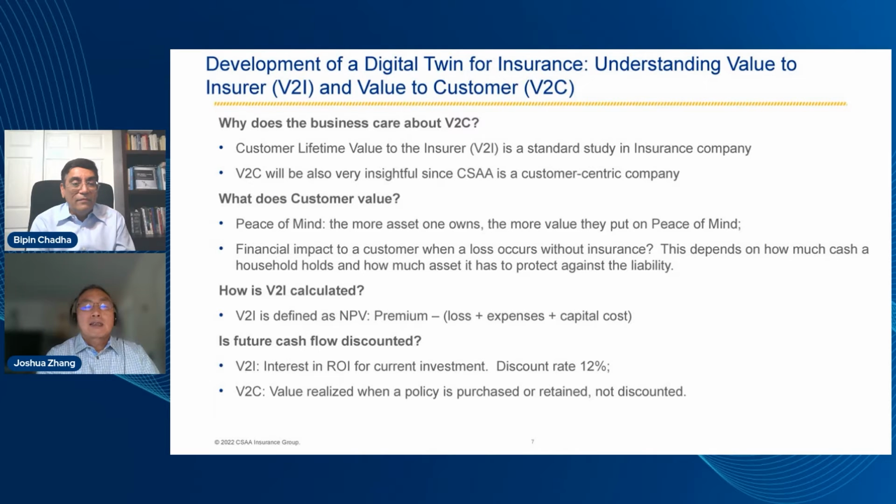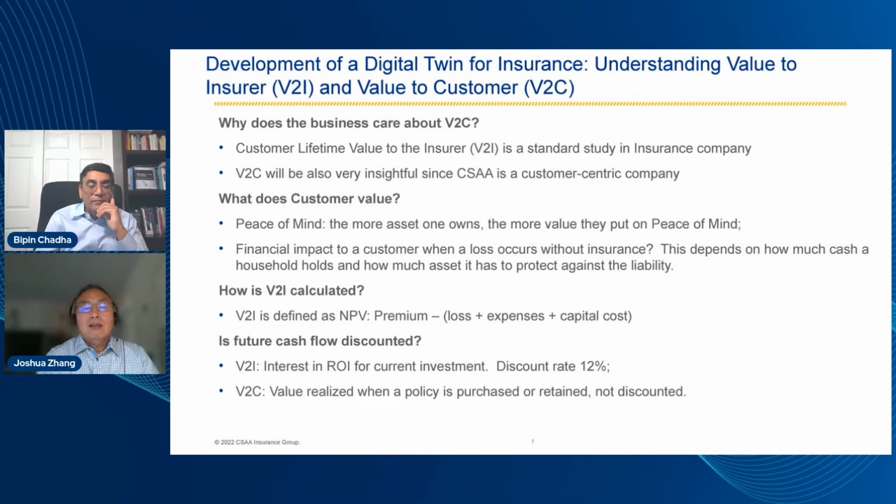First, the peace of mind. By holding an insurance policy, the uncertainty is transferred to the insurer. So you don't need to worry about what if something happens. Second, when a loss has actually occurred, the benefit is the payout from the insurer. I will provide details about how to calculate V2C in the following slides. But V2I, again, this value to insurer, is well established. Basically, it's defined as the net present value of premium minus loss, expenses, and capital cost over lifetime.